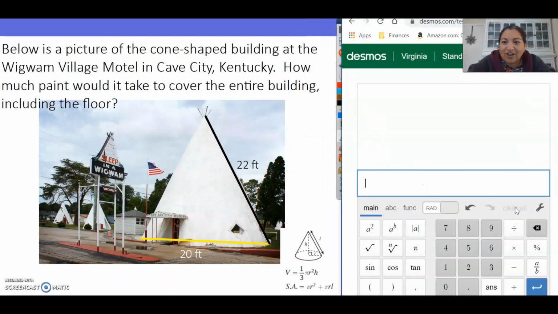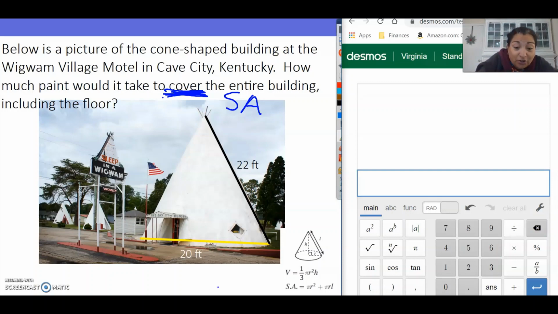I'm going to clear my calculator here. It says, below is a picture of the cone-shaped building at the Wigwam Village Motel in Cave City, Kentucky. I'm not sure I'd want to stay there, but hey. How much paint would it take to cover the entire building, including the floor inside? So cover means surface area. Remember those keywords? Fill means volume, but cover means surface area.